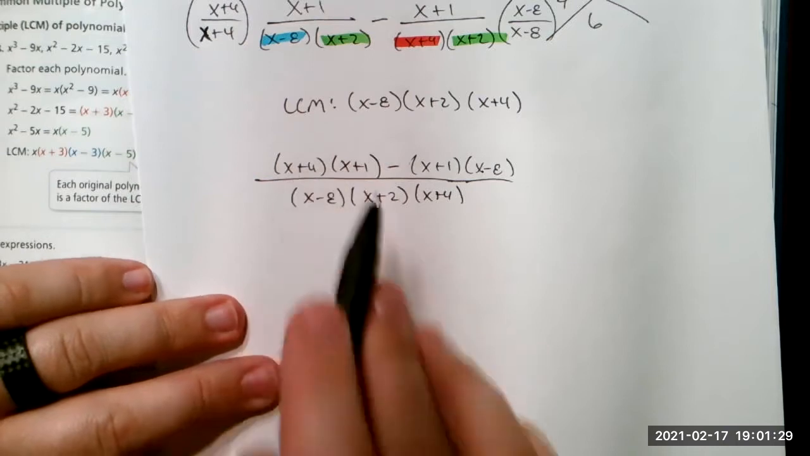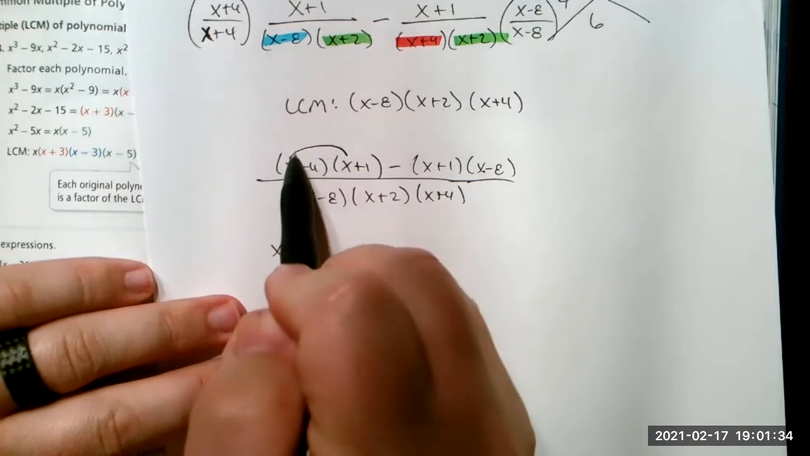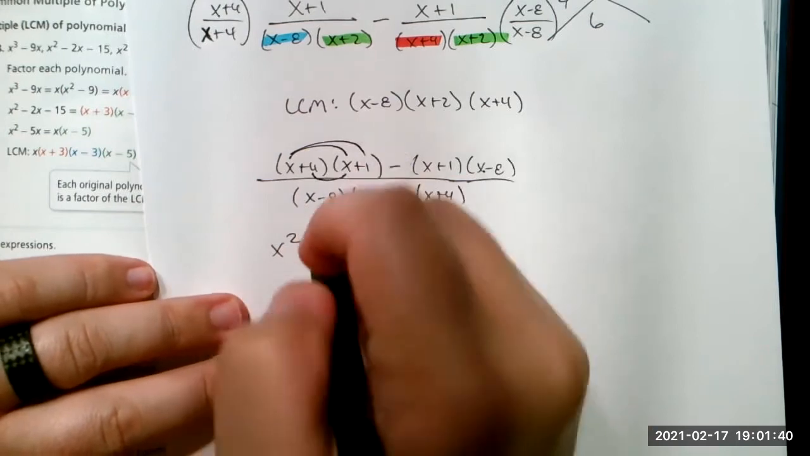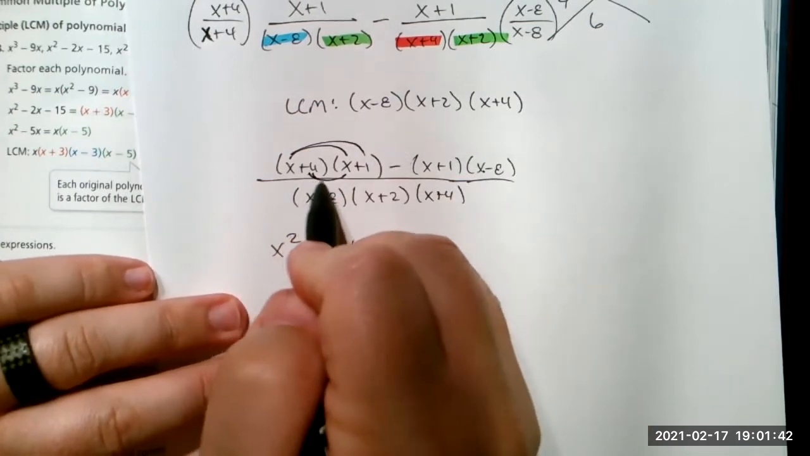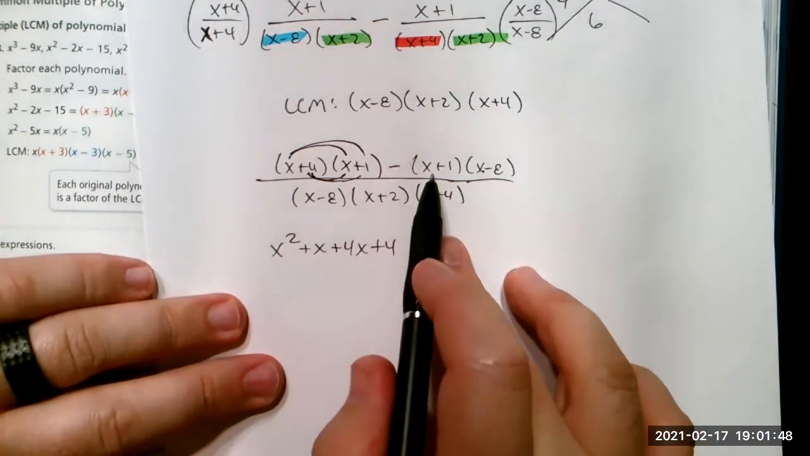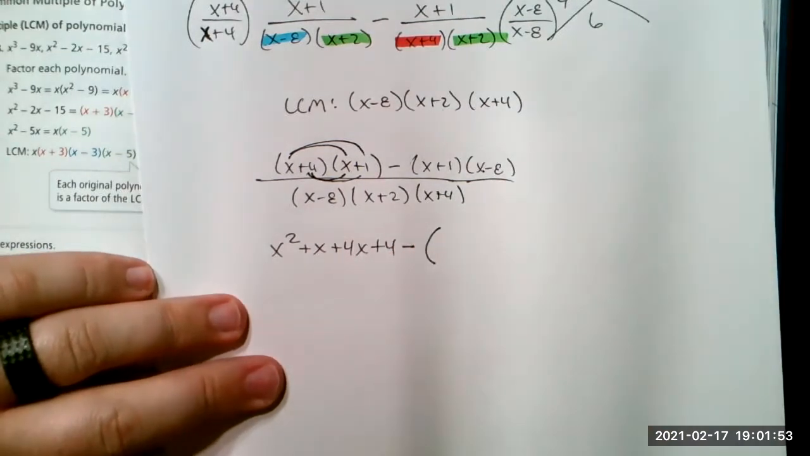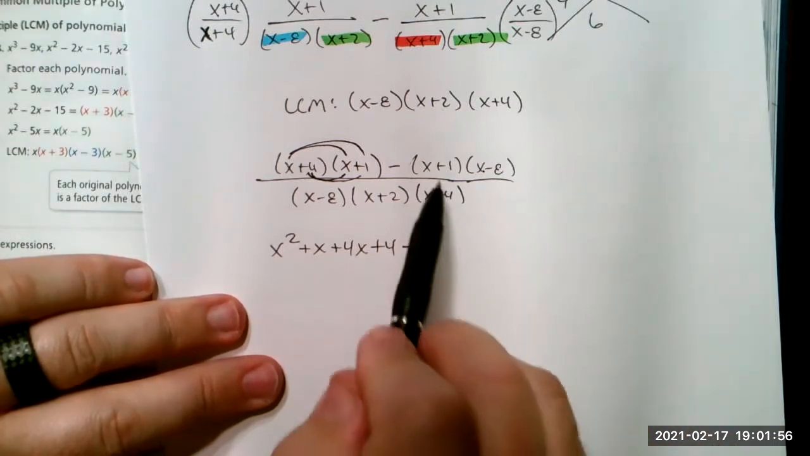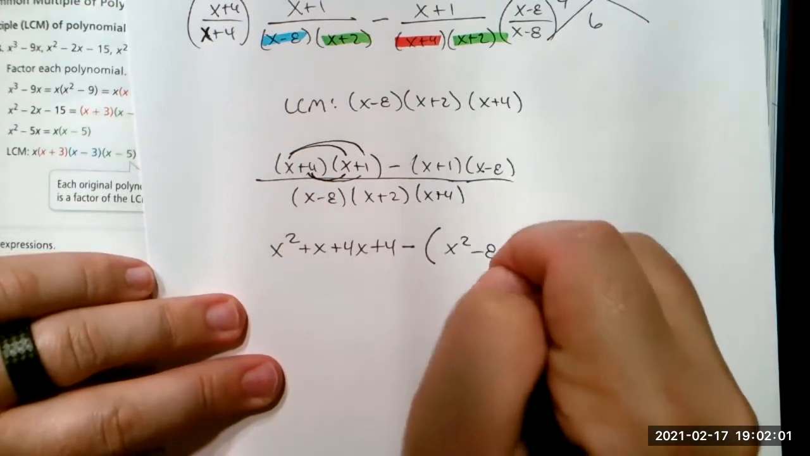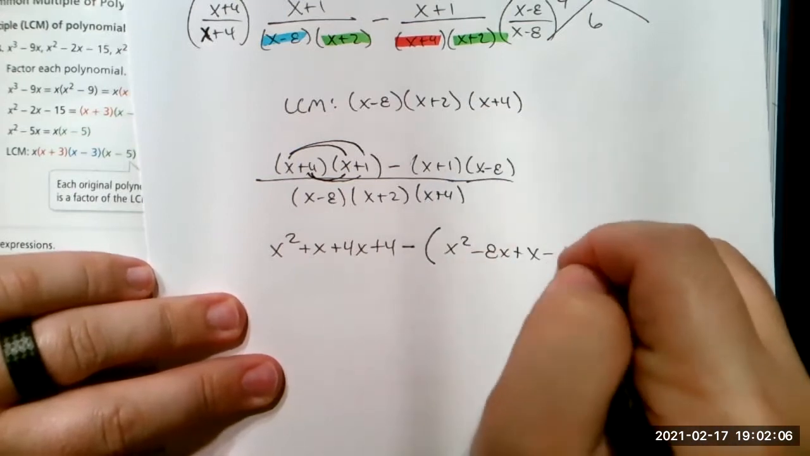So with this first fraction's numerator, x times x is x squared. X times 1 is x. 4 times x is 4x. 4 times 1 is 4. And then my second set of parentheses, I'm subtracting this. So I'm going to put subtracting and then a set of parentheses because I want to make sure I subtract everything. X times x is x squared. X times negative 8 is negative 8x. 1 times x is x. And then 1 times negative 8 is negative 8.